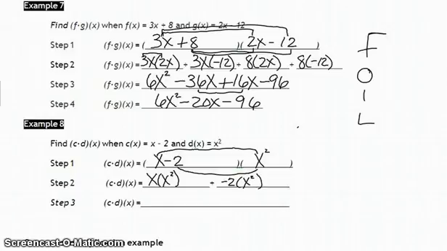Now I multiply together, and x times x squared, when we don't see an exponent, there's always a 1 there. So that's the 1 plus 2. So that's x cubed. Negative 2 times x squared is minus 2x squared. So we have x cubed minus 2x squared as the product of c of x times d of x.